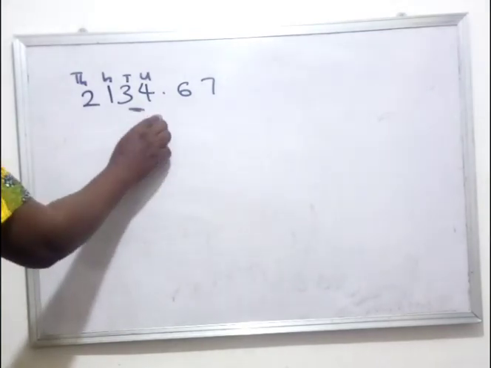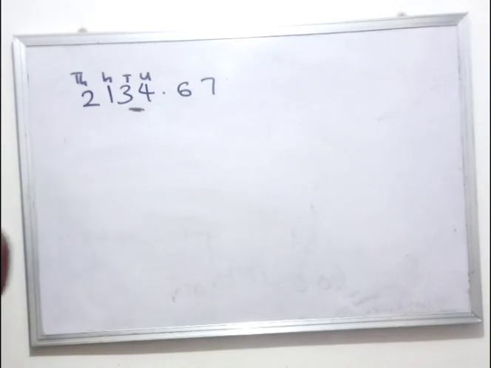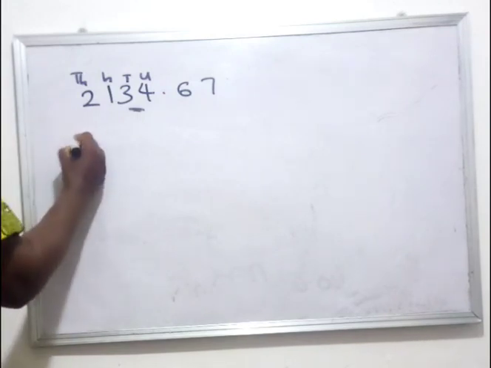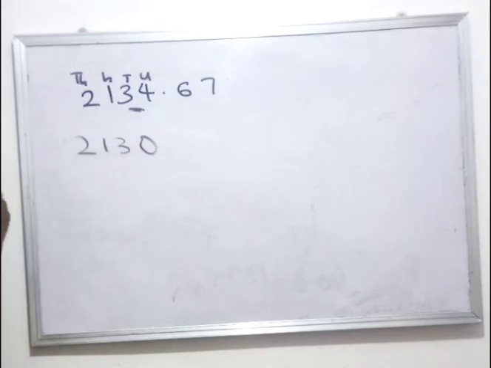So we start with the number next to it, which is 4. 4 is not up to 5, so we're going to round it down to 0. So this becomes 2130. This is our final answer to the nearest 10.